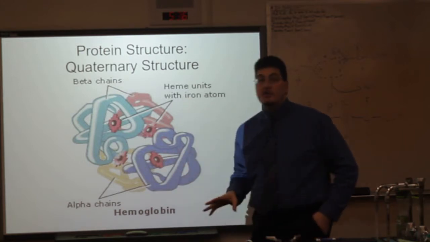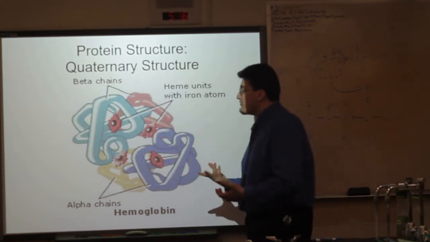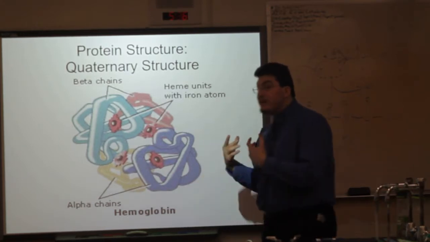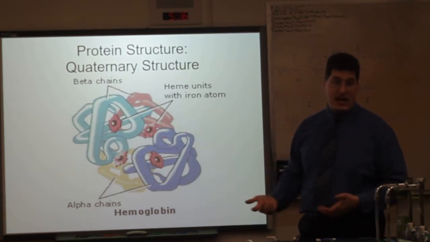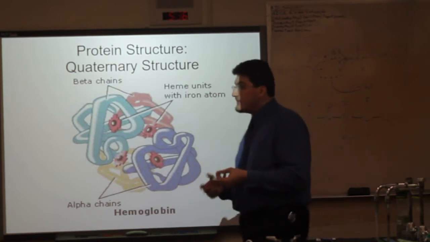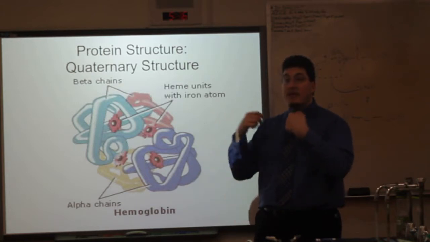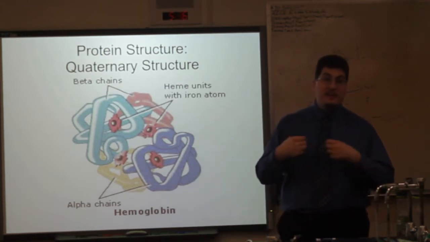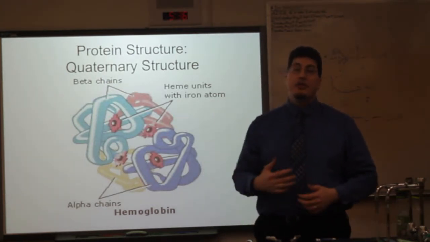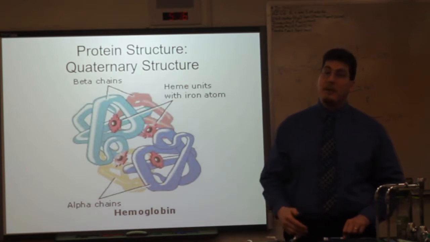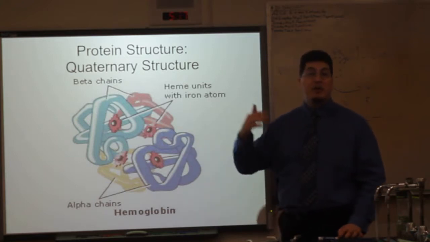So a quaternary structure is the step above tertiary structure. Your tertiary structure is the three-dimensional, the 3D conformation of a single polypeptide chain. A quaternary structure is the combination of multiple 3D conformations of single polypeptide chains into one overall 3D conformation of multiple polypeptide chains.